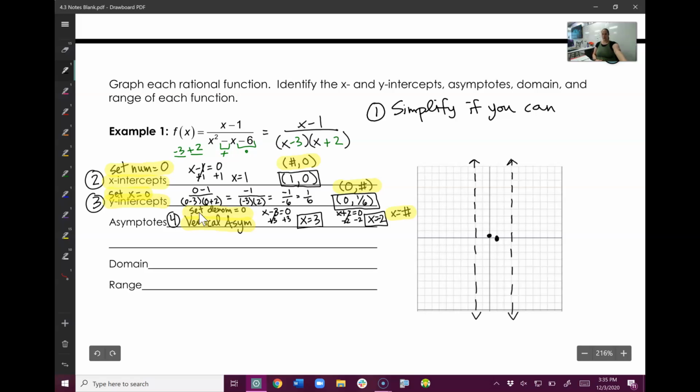Okay, so far so good. Step 5, the last step that we're doing in this lesson. Step 5 is our end behavior. This is probably going to be the weirdest one.